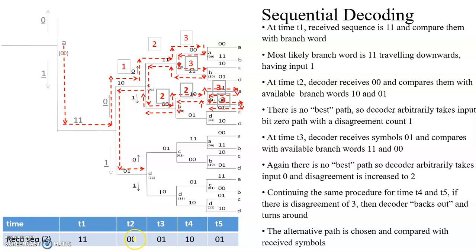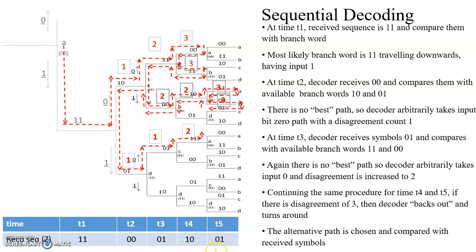This at time period T2, 0, 0 is compared with 0, 1. The disagreement is 1. Here 0, 1 is matching with this upward path. So we are going here. The disagreement count is 1. This 1, 0 is supposed to be compared with both the paths. It is not matching. So we choose the upper path having a disagreement of total count 2.